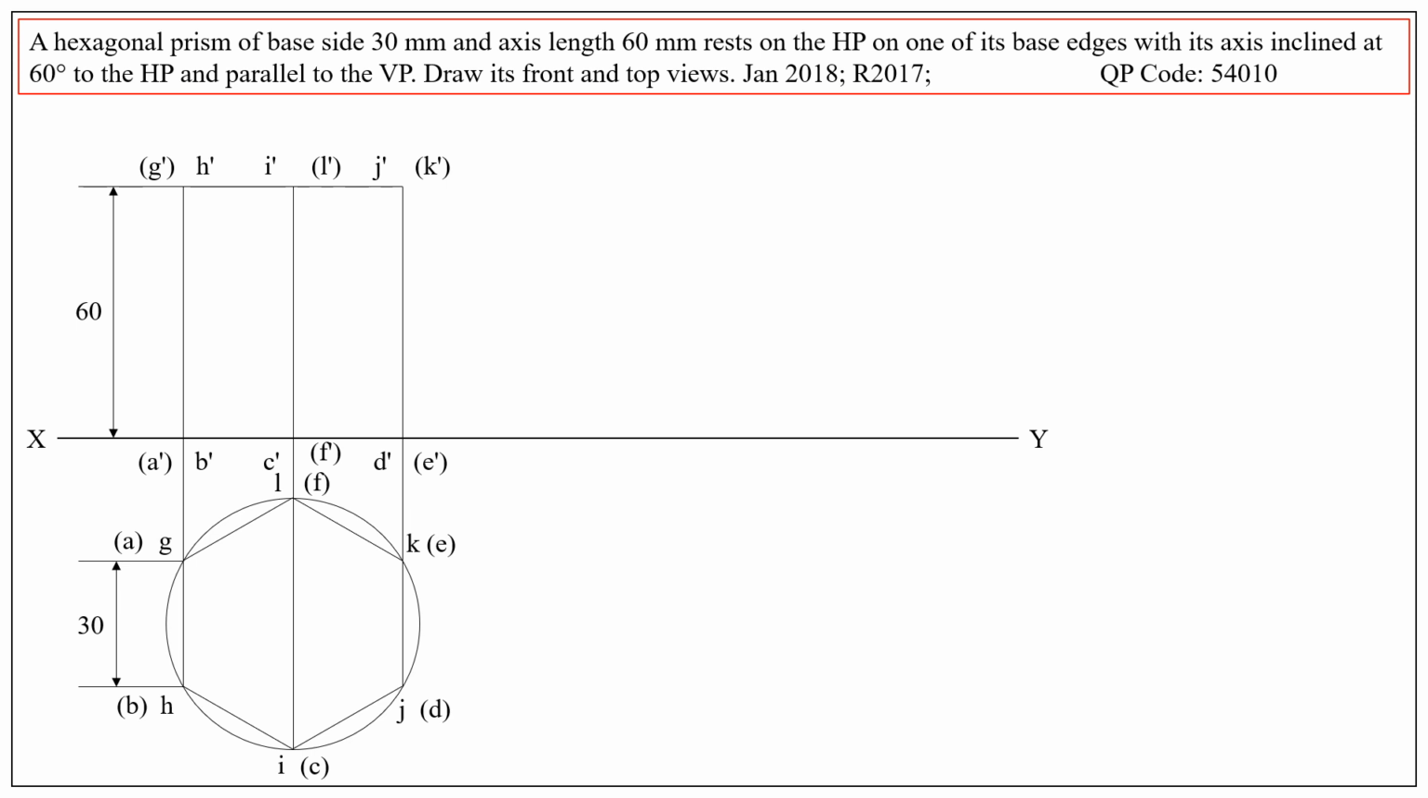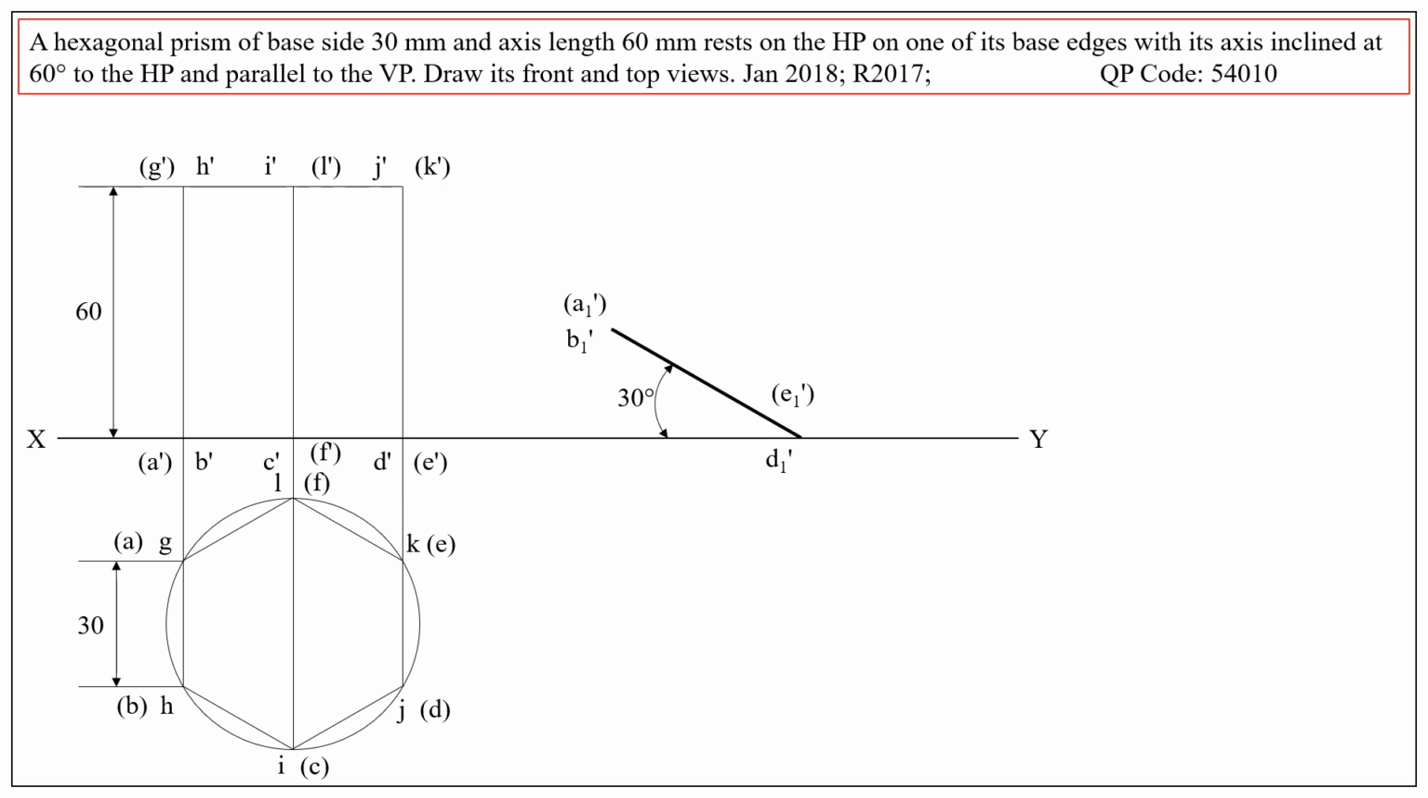To reorient the front view, mark point D dash, E dash at any convenient location on the XY line, and from that point draw a 30-degree line and obtain points A dash and B dash. To differentiate between the assumed front view and the final front view, we used the suffix 1, that means A1 dash, B1 dash, D1 dash, E1 dash.